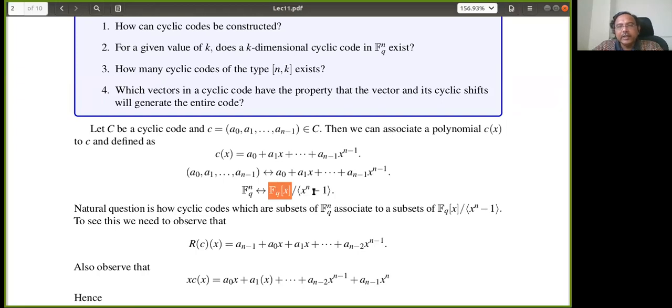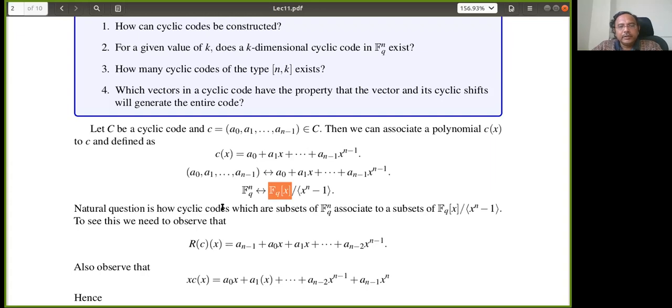I am quotienting with that. That means I am taking a polynomial, dividing with x power n minus 1, then taking the remainder. Now the remainder's degree is at most n minus 1 only, right? So that's why I'm associating. Please remember that Fq power n means Fq cross Fq cross Fq, like R2. R2 is not a field, it is R cross R. But I am associating like that.